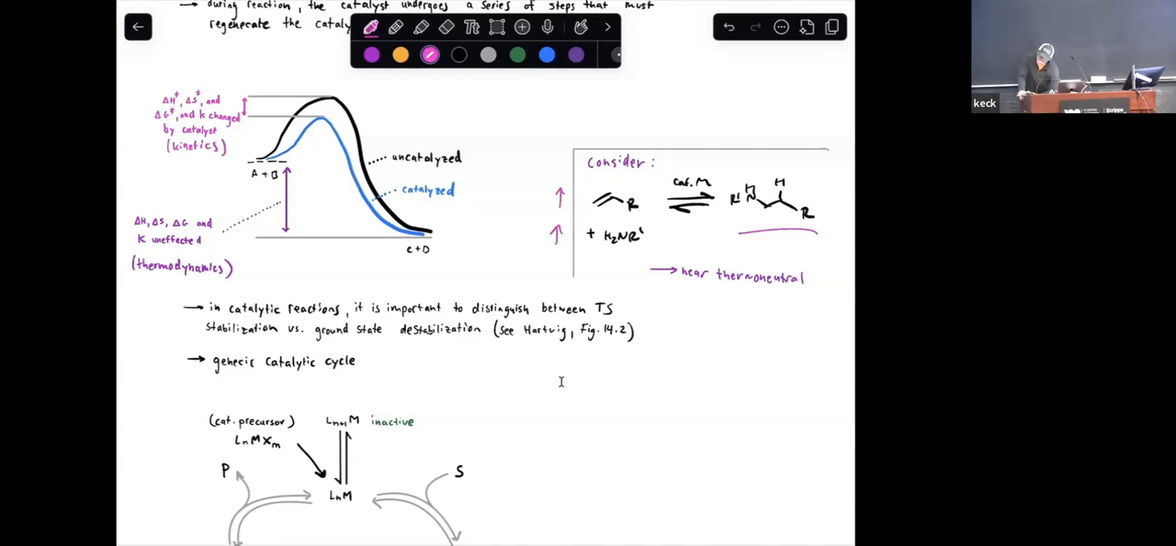amine. This is an A plus B goes to C reaction. And so by Le Chatelier's principle, if we increase the concentration of one of the starting materials, we can drive it towards the right side of the equilibrium.